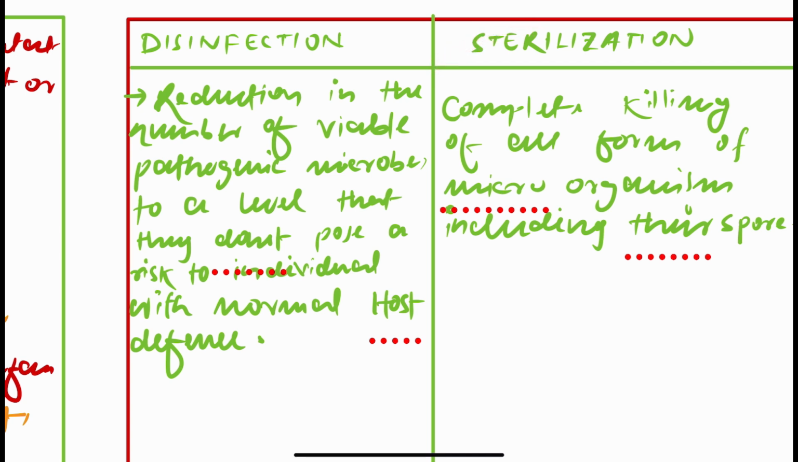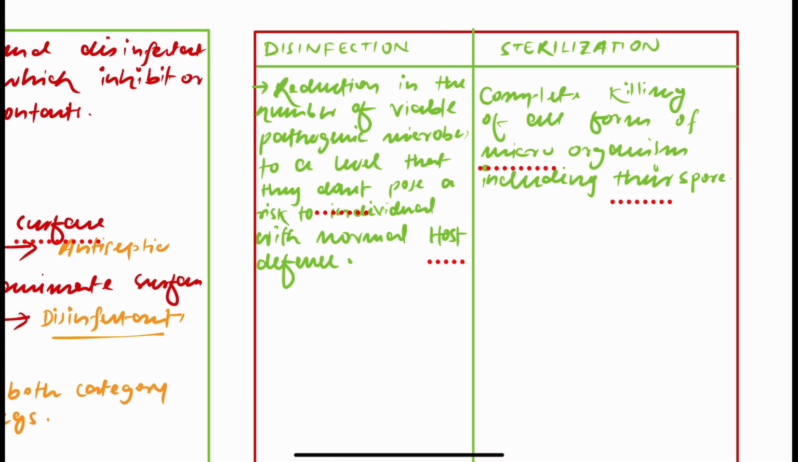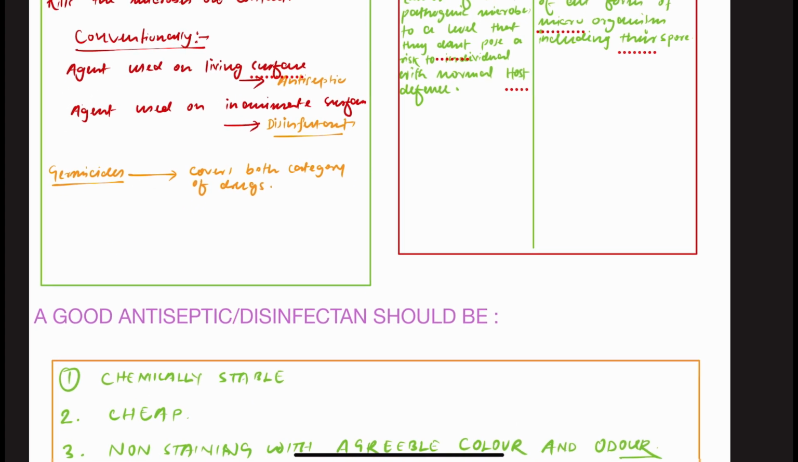Now coming to the difference between disinfection and sterilization. तो स्टेरिलाइजेशन क्या होता है, इसमें कंप्लीट किल हो जाता है, मतलब कंप्लीट किलिंग ऑफ द all forms of the microorganism including the spores. In case of disinfection, there is a reduction in the number of viable pathogenic microbes to a level that they don't pose a risk to an individual with normal host defense. तो normal host defense एक इंडिविजुअल का है, तो उसमें उस बैक्टीरिया या वायरस, जो भी हो पैथोजन, उसका ग्रोथ को एक मिनिमम नंबर पे लाता है ताकि वो कोई डिजीज कॉज नहीं कर पाता.